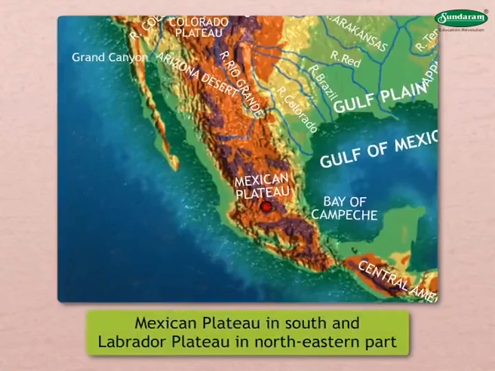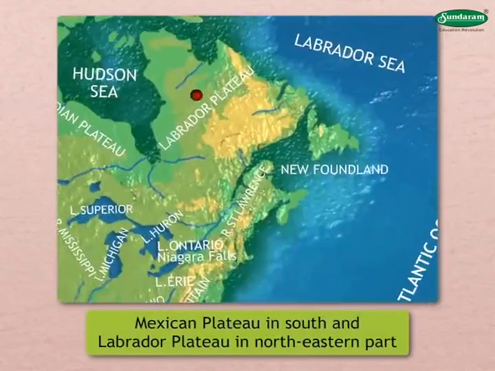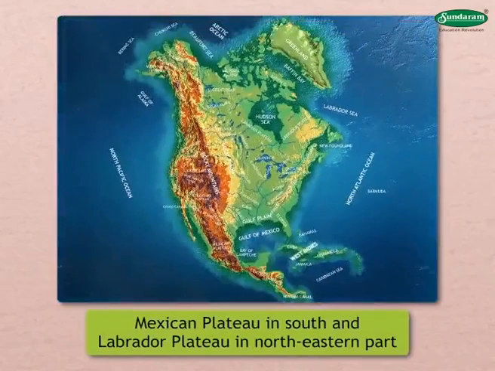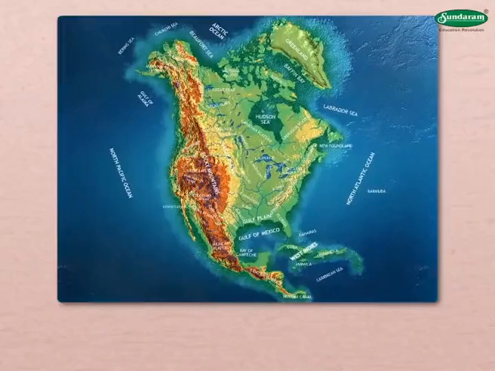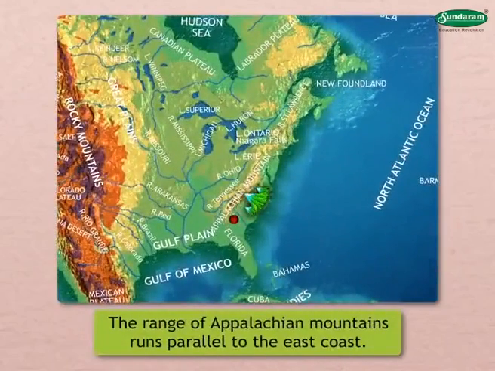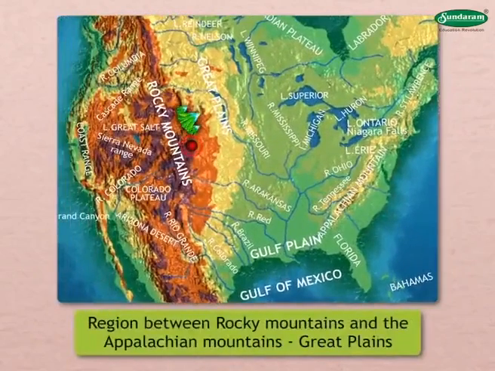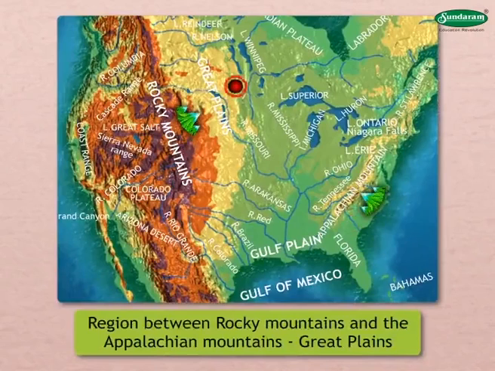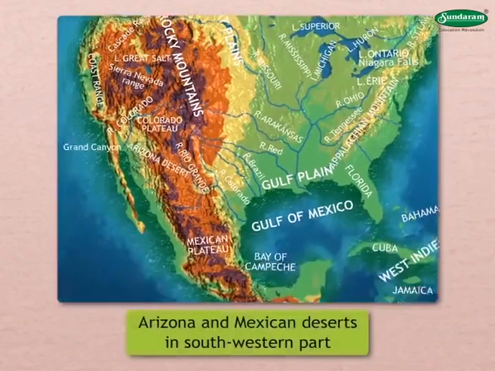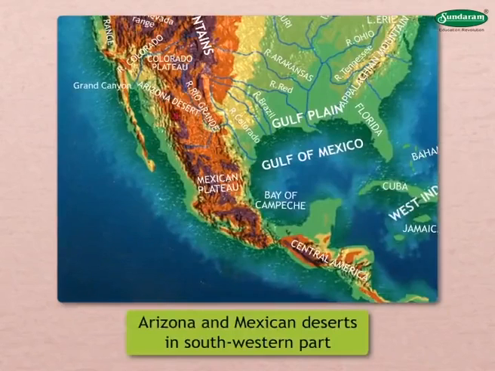In the south, we have the Mexican Plateau, whereas the Labrador Plateau is located in the northeastern part of the continent. From this plateau extends the range of Appalachian Mountains. It runs parallel to the east coast of the continent. The region between Rocky Mountains and the Appalachian Mountains is occupied by an extensive central plain known as the Great Plains. In the southwestern part, we have the Arizona and Mexican deserts.